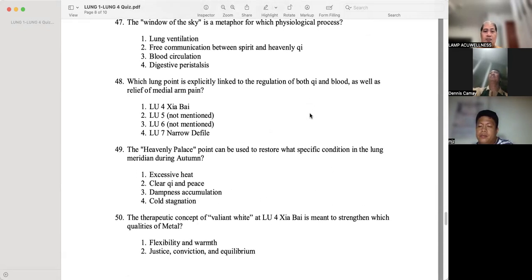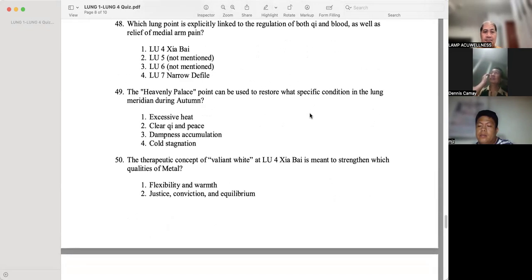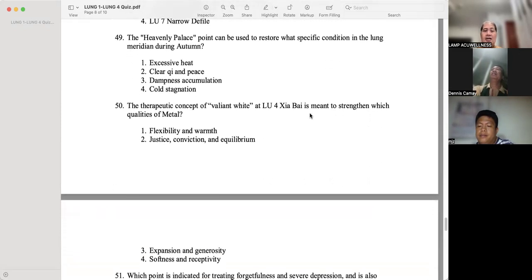Which lung point is explicitly linked to the regulation of both chi and blood as well as relief of medial arm pain? Lung 4 Shabai. The heavenly palace point can be used to restore what specific condition in the lung meridian during autumn? Clear chi and peace.